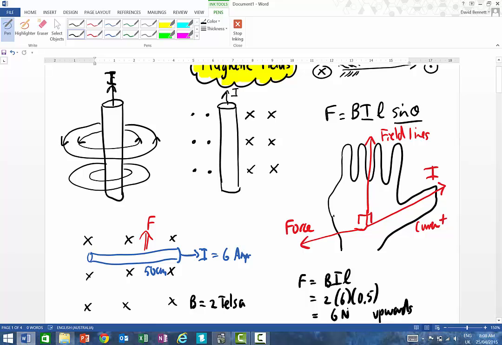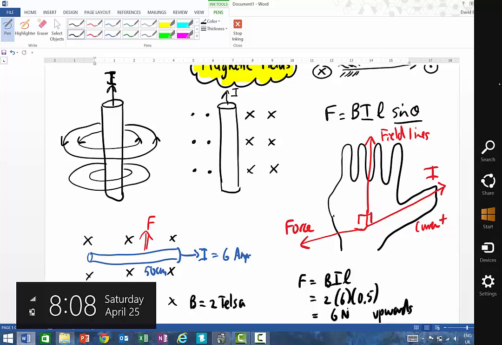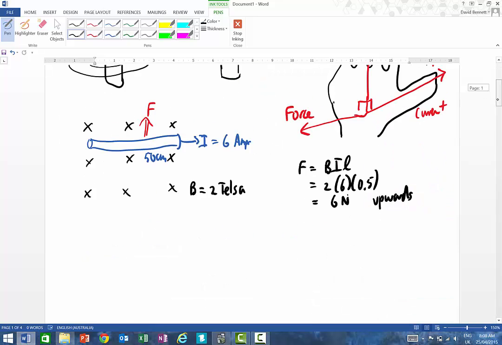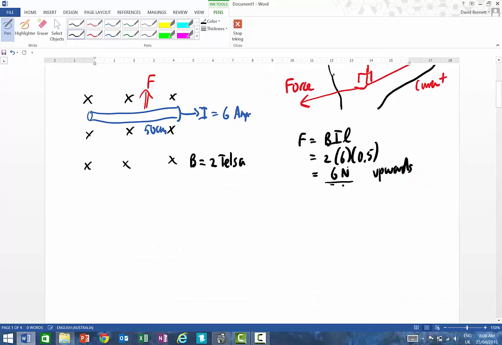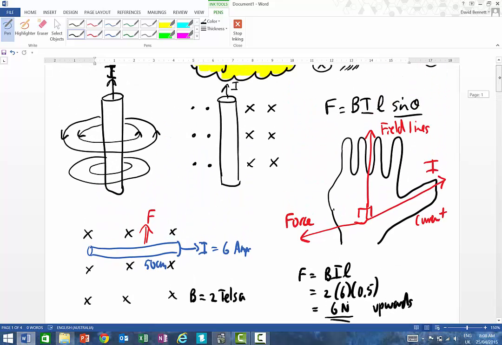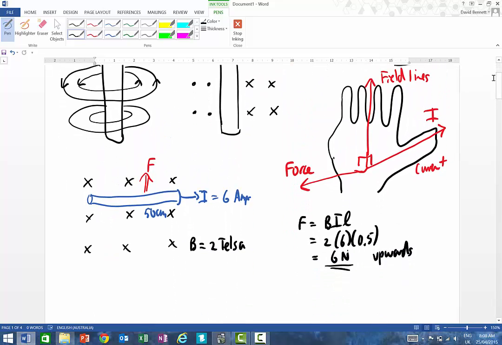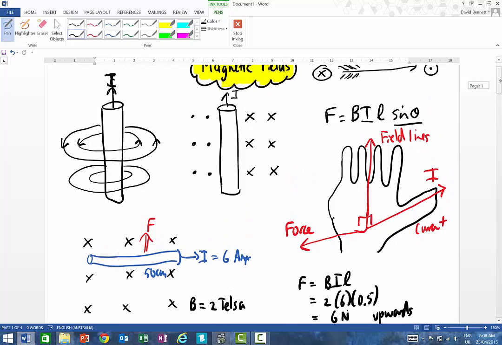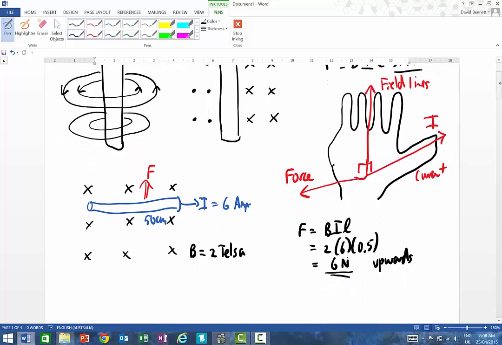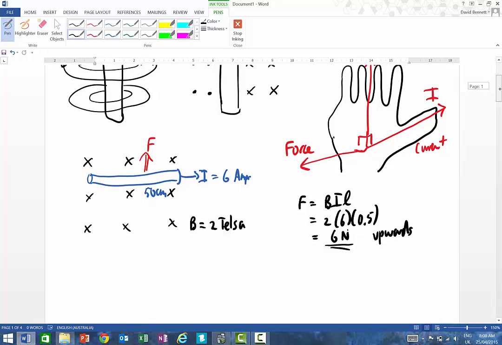Alright, get the idea? So that's what we did last year. We did a fair bit of work with the right hand palm rule and current carrying wires inside magnetic fields. And obviously the application, I'll do a video up on the moving coil loudspeaker. That's the application you need to use, the concept of magnetic fields and current carrying wires.